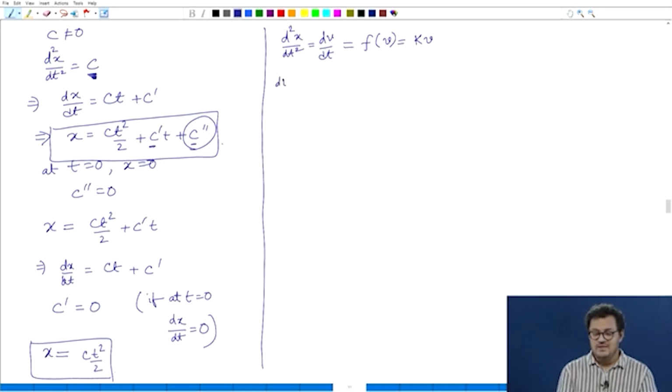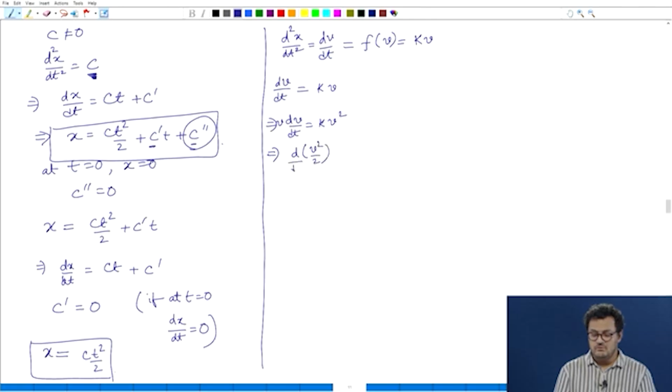So, what happens? See, if my dv dt is equal to kv, then if I just do a multiplication with v, it will be v dv dt, and that will be kv square. And I say this is nothing but d dt of v square by 2, and that is equal to k v square.